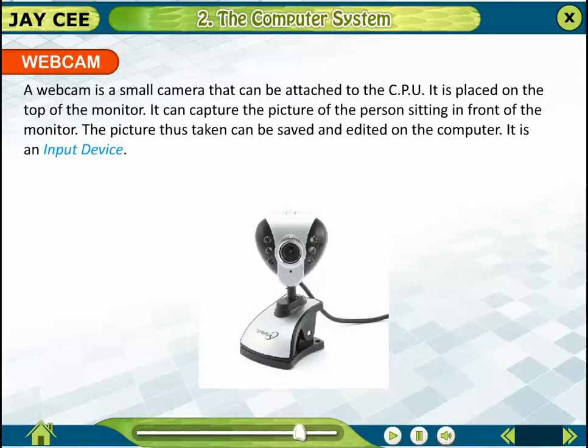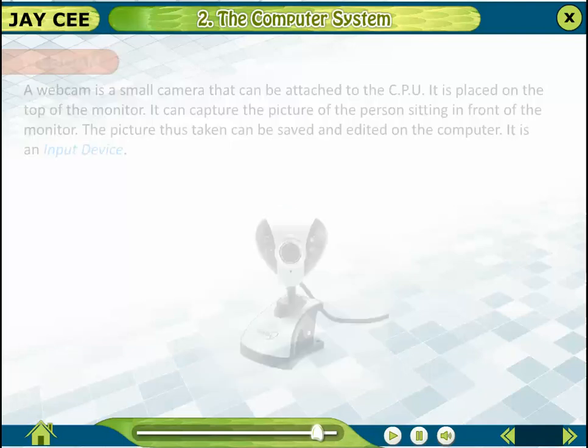Webcam. A webcam is a small camera that can be attached to the CPU. It is placed on the top of the monitor. It can capture the picture of the person sitting in front of the monitor. The picture thus taken can be saved and edited on the computer. It is an input device.